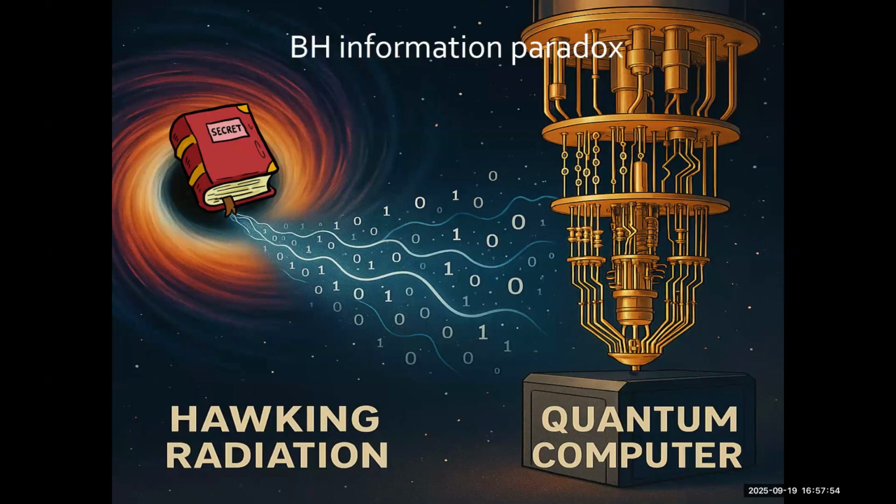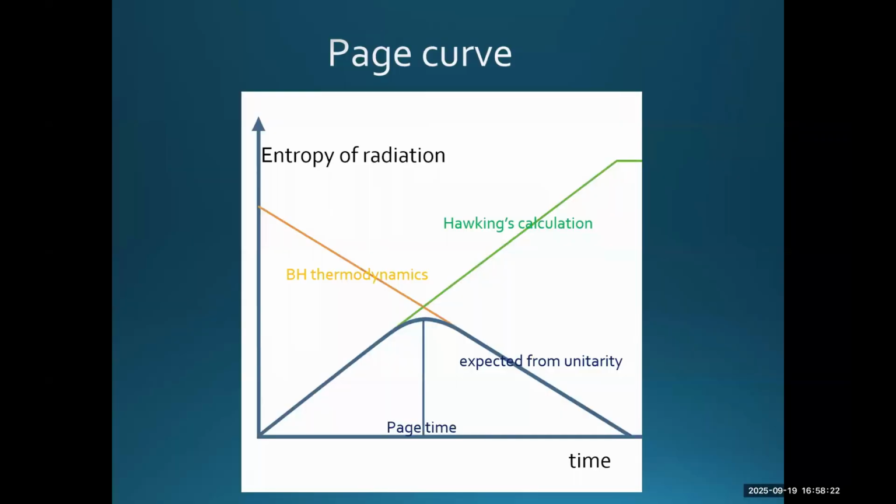Now we can move to the black hole information paradox. As you know, the black hole information paradox is about the recovery of matter dumped into the black hole using Hawking radiation, and we need a quantum computer to recover the information. This Page curve will represent the information puzzle.